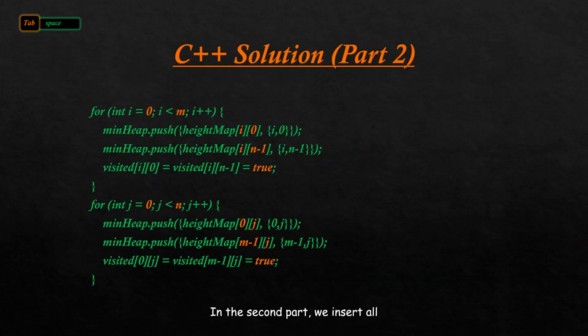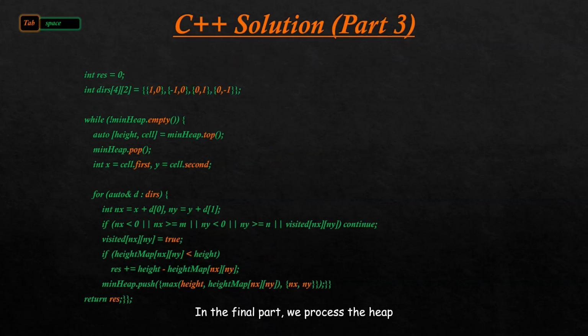In the second part, we insert all boundary cells into the min heap. These represent the outer walls of the elevation map, where water cannot escape. At the same time, we mark these boundary cells as visited. This step is critical because it sets up the initial walls from which we will expand inward.